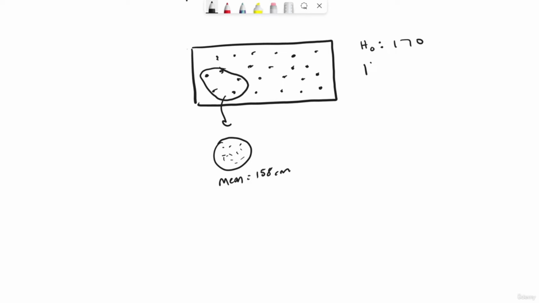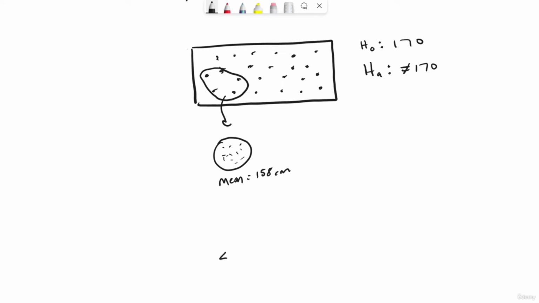And what we want to say is, okay, let's figure out if this is actually true. So our alternative hypothesis is going to be that it's not equal to 170 centimeters. The null hypothesis is what's been known for however long: it's 170 centimeters, the average height of this population. And our alternative is just going to be that it's not equal. So we take the sample and calculate its mean height, which is 158 centimeters.